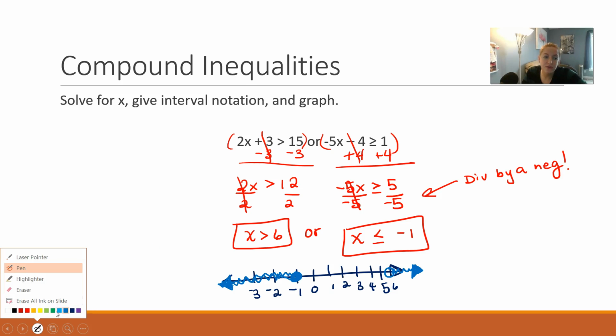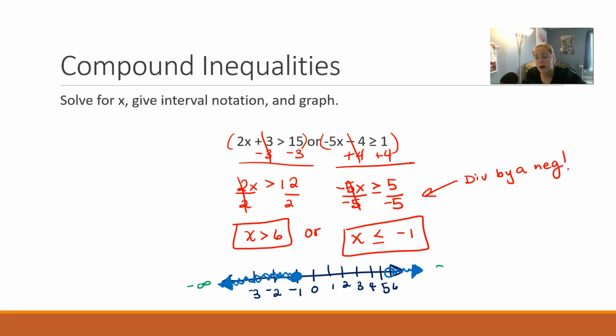Now let's do the interval notation. Sometimes I just like to write negative infinity and positive infinity to keep track of it. So it's starting at negative infinity, and it's going to -1. I'm going to do a bracket there since we're including that value. U for union. And then my other one, I'm starting at 6. Now I'm not including 6, so I'm doing a parenthesis, and it's going to positive infinity, which of course I'm always doing a parenthesis on infinity.